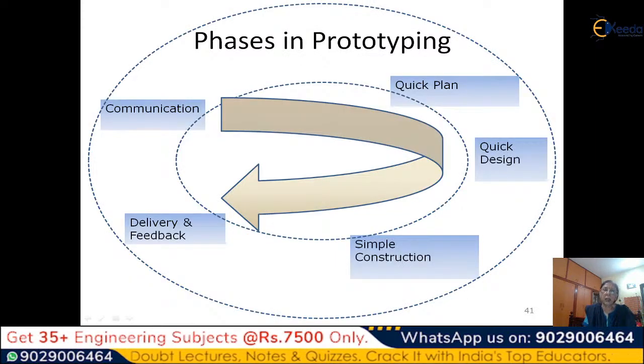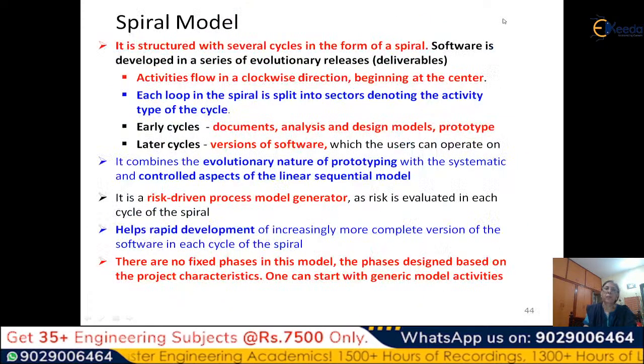So this is like a graphical method of showing it. You do the communication, you get rough requirement, you decide what you will do, fix the scope, limited scope, you make a quick plan, quick design, simple construction, and then you deliver it and get the feedback. So this is how the cycle goes, and it goes in a cycle until it is finally approved. Once it is approved, you can exit it. So your prototyping is complete.